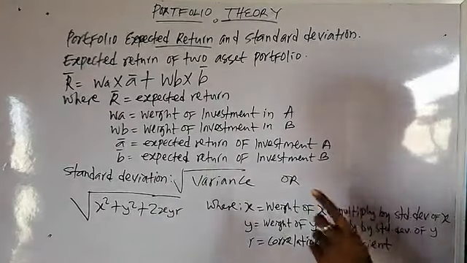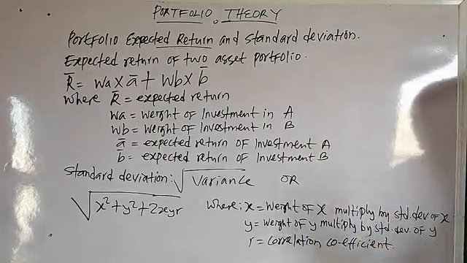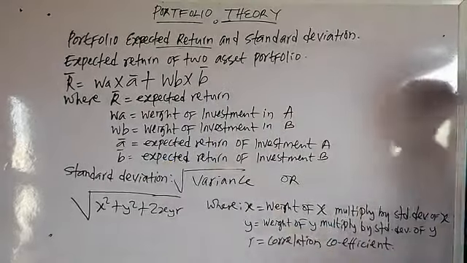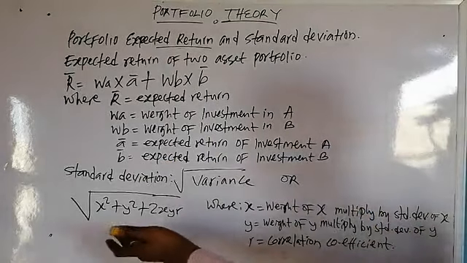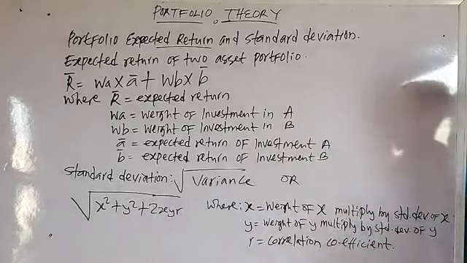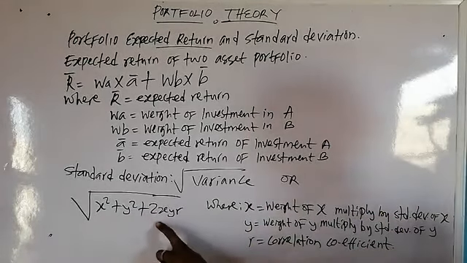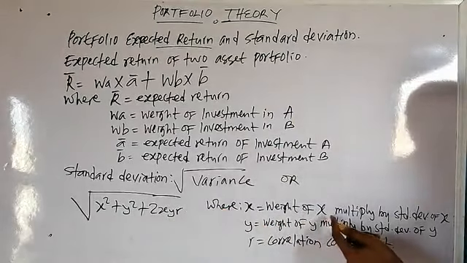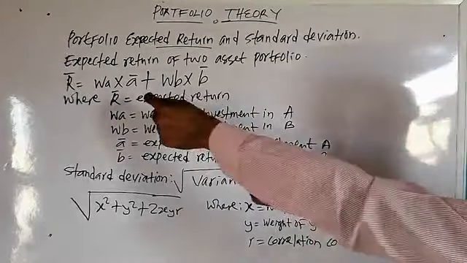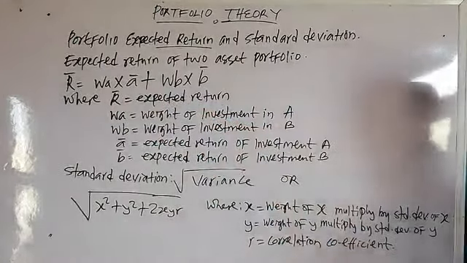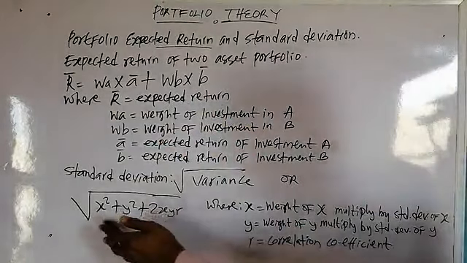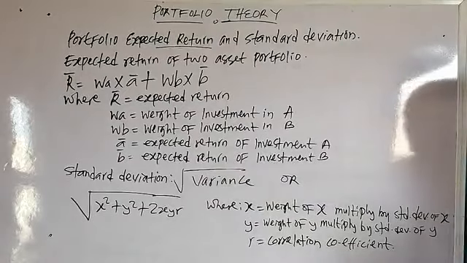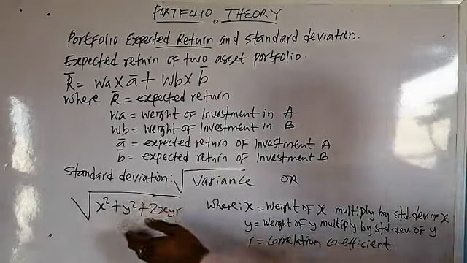I've said that after the theoretical aspect, we're going to practicalize a particular question, so we see how you compute the expected return and the standard deviation. You can also compute the standard deviation using this formula as well. We use the square root of X squared plus Y squared plus 2XY r, where X is the weight of X, just like weight of A, depending on the variables you are using. You can use either A or X as the case may be. Just know that you are treating two securities.